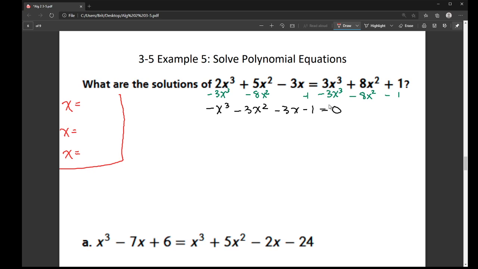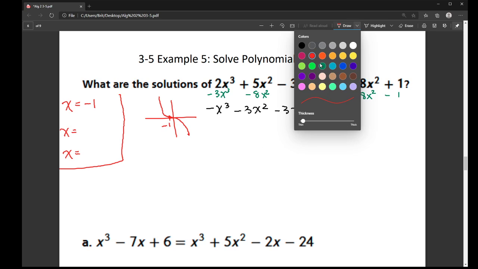Now if I pop this into Desmos, I'm going to get a graph. It looks roughly like this, and it's crossing at negative 1 on the x-axis. So one of my zeros is negative 1.